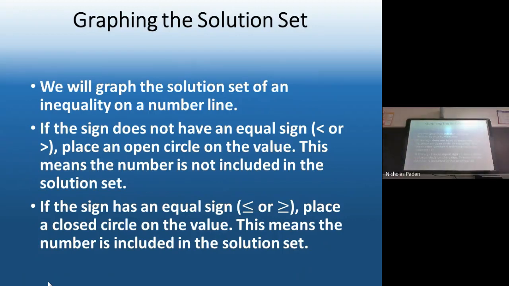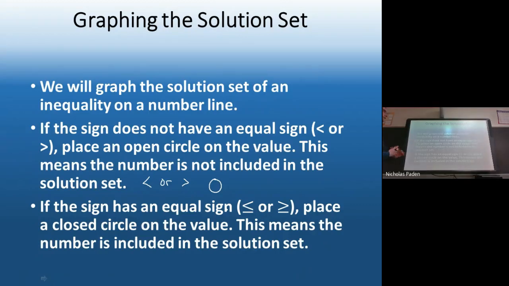So if the sign does not have an equal sign, for example, if it is less than or greater than, then we place an open circle on that value. Okay, so an open circle would just be a circle like that. So we place that on that number on the number line. If it's one of those two signs, we place an open circle on that number.